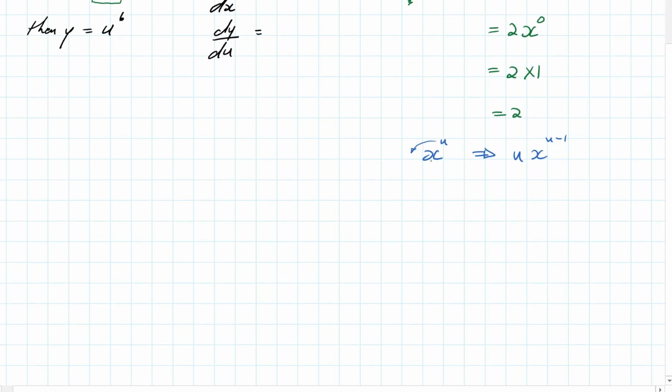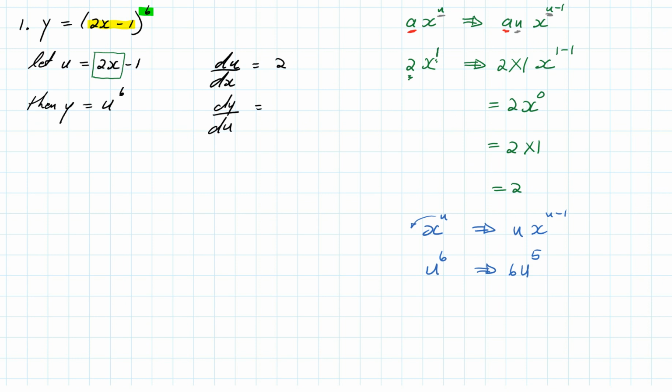So instead of x, we now have u, and our n is now 6. The rule says take the 6 to the front, u, and deduct 1 from the power. 6 minus 1 is 5. So dy du then becomes 6u to the power of 5.